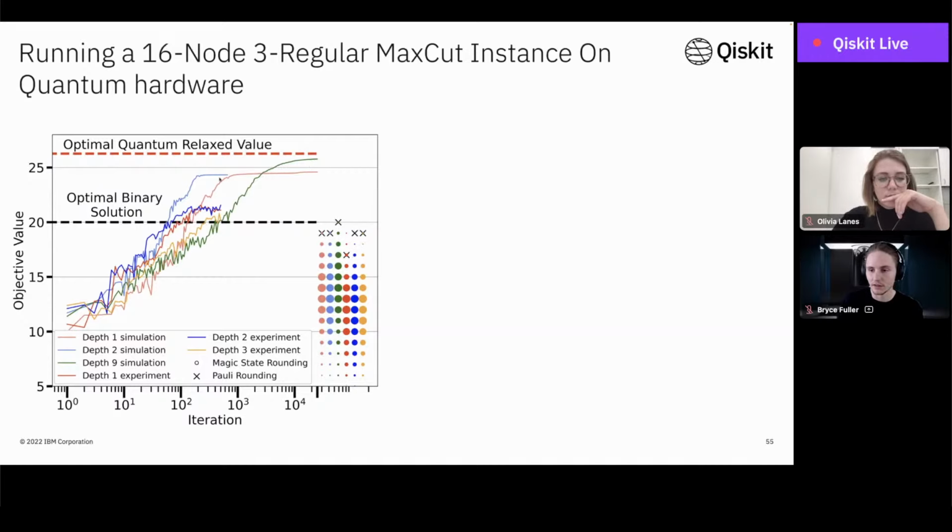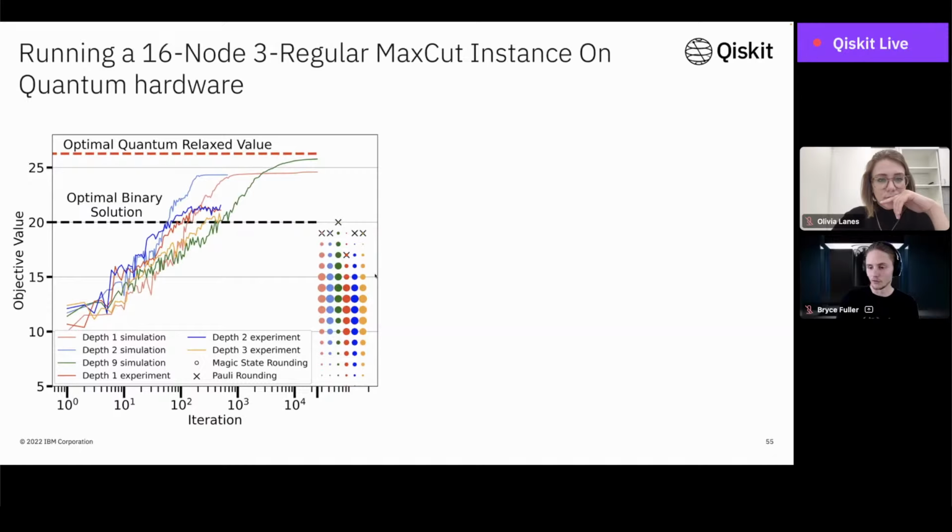So you'll notice the simulations extend further than the hardware runs, just because running these circuits on hardware is very expensive. But you'll see that all 6 of these different simulations get within this regime where our approximation ratio kicks in, even on hardware.